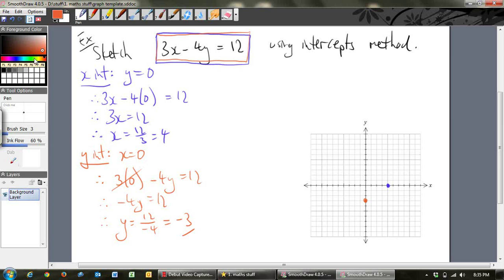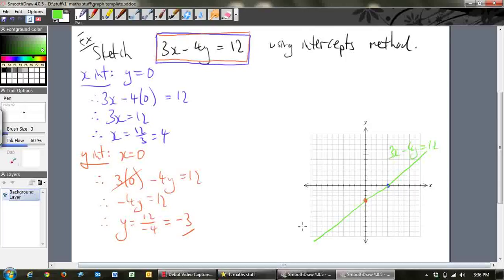Now that we've got those 2 points on the line, all you need to do is draw a line between them. I'll try and get that a bit better. There we go. So you get your ruler out and draw a line between those 2 points. Label the line 3x minus 4y equals 12. That's the relationship line there. And that's all there is to the method. You find the x-intercept, you find the y-intercept, plot them on the graph, draw a line between them.